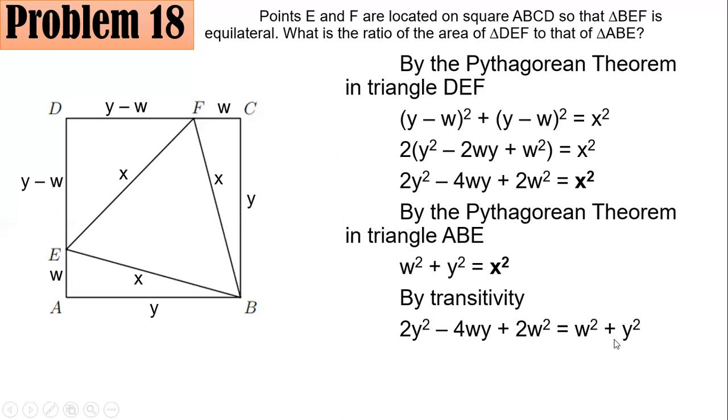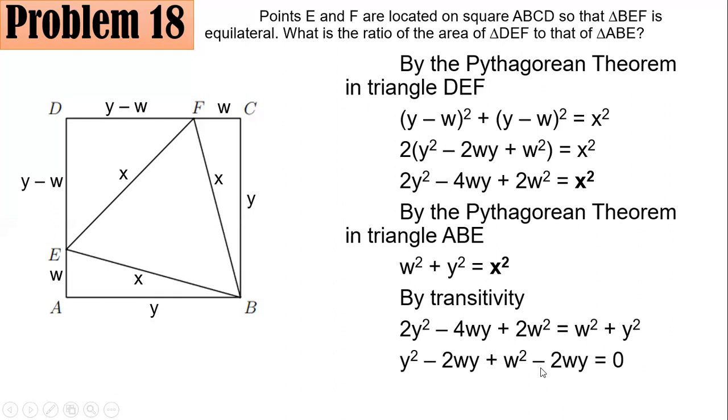Next up, what I did next was, I subtracted both sides. 2y squared minus y squared will become y squared. The 2w squared minus this w squared will also be w squared. And if you could notice, I split this negative 4wy into two: negative 2wy, and the other one, negative 2wy. And I also rearranged them in this manner.